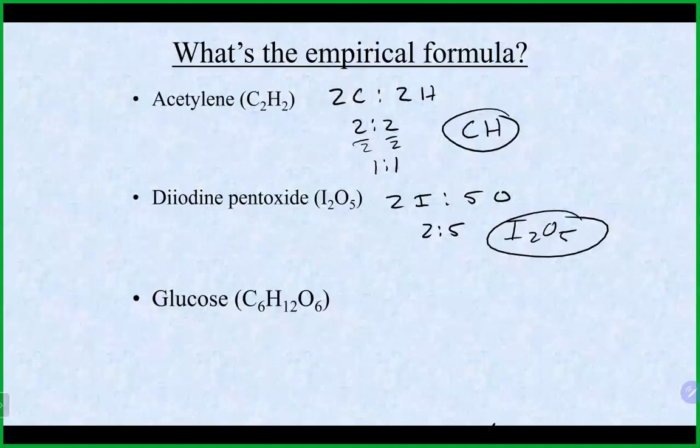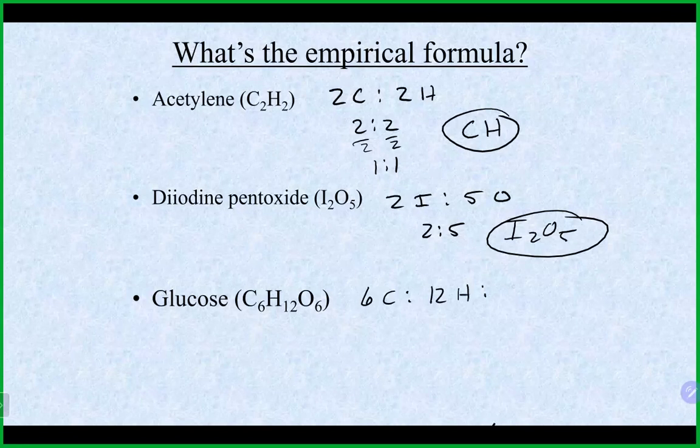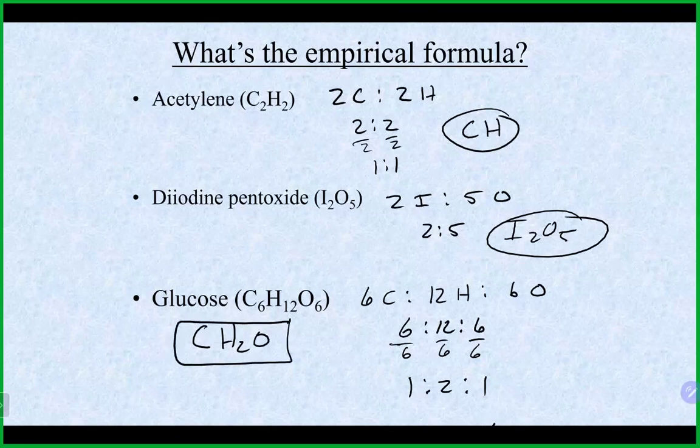Lastly, a little glucose, that is 6 carbons, 12 hydrogens, and 6 oxygens. That's a 6-to-12-to-6 relationship. You could hopefully see that you could divide everybody here by 6, and that would get you a 1-to-2-to-1 relationship. That means CH2O in this case would be our empirical formula. Question on that one?